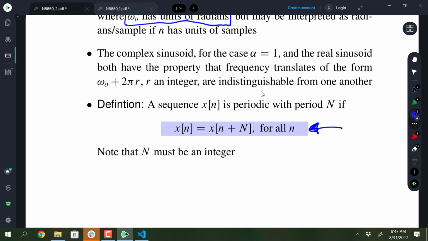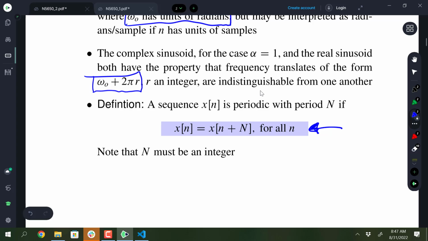But the definition of a periodic sequence is that you can take a sequence x of n and you can just pick it up and move it over by some integer N and it will look identical. So the sequence runs from minus to plus infinity, but it's got a period N, and that's the smallest integer that you can do that with. And if we look at the formula for a cosine, it's indistinguishable if you take omega naught and shift it by a multiple of 2 pi.